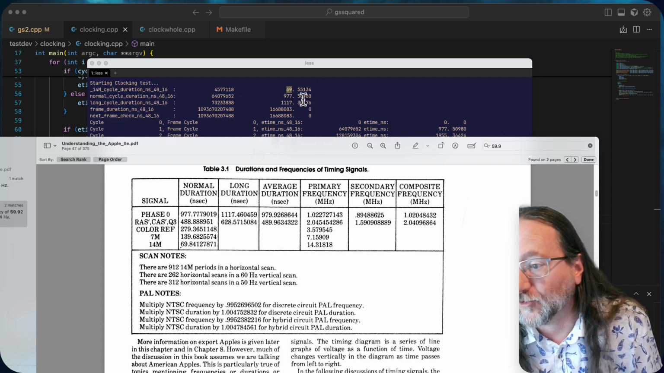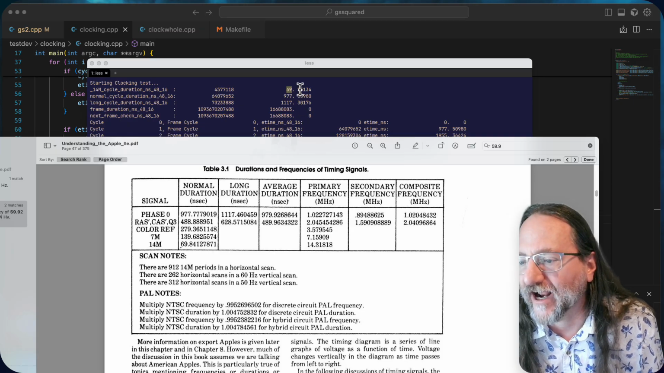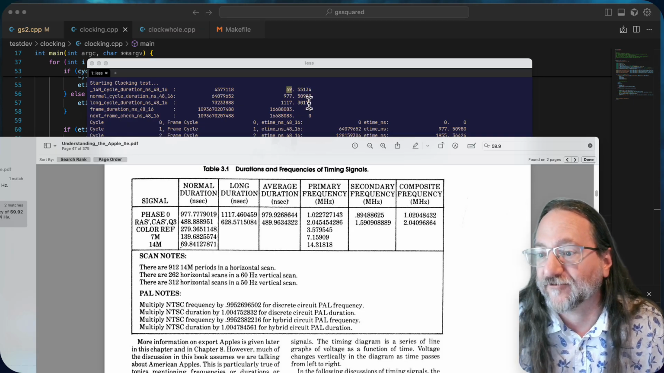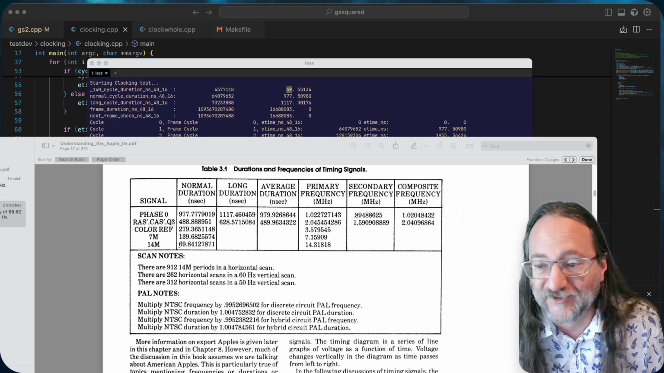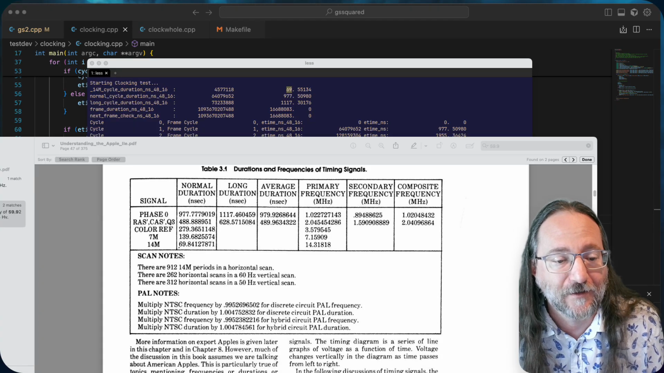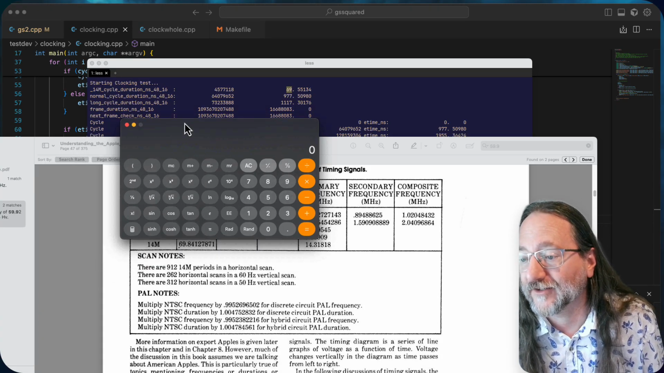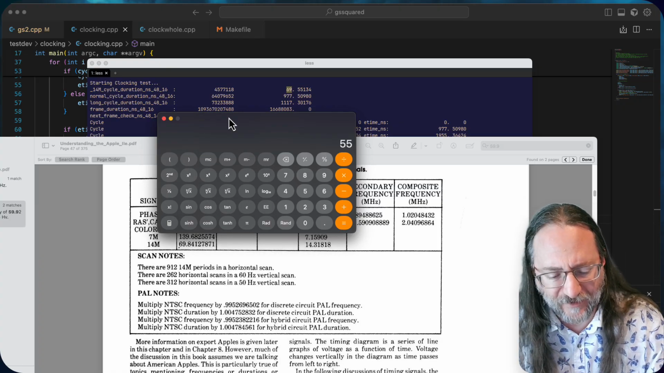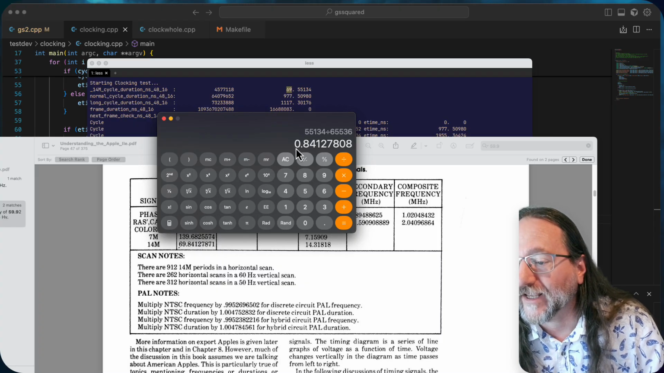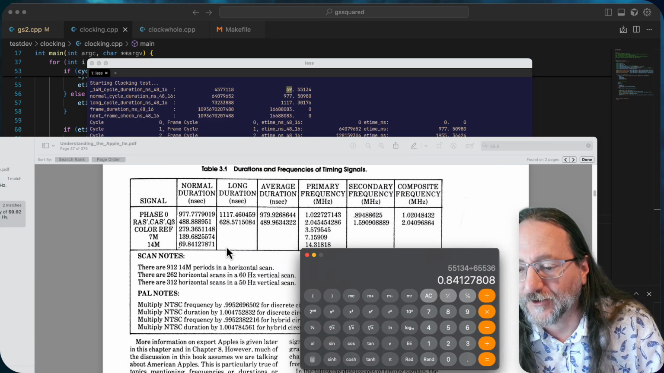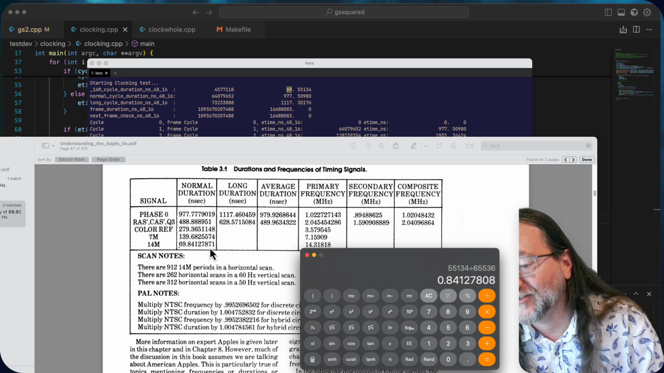These fractions look weird. What they are is a fraction of 65536. That's your 16 bits, right? So to figure out what that would be in decimal, you would do the following. So 69, let's see, 55134 divided by 65536 is 0.8412. So that's what we have here. 69.841278. This is pretty spot on, except for these last two digits, 71.